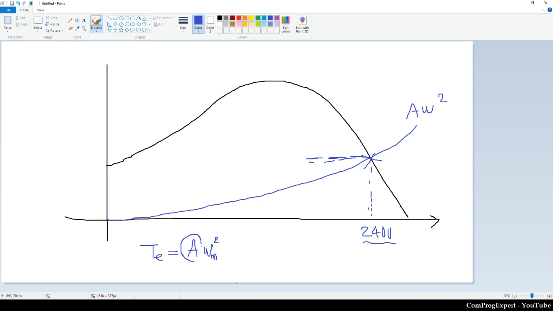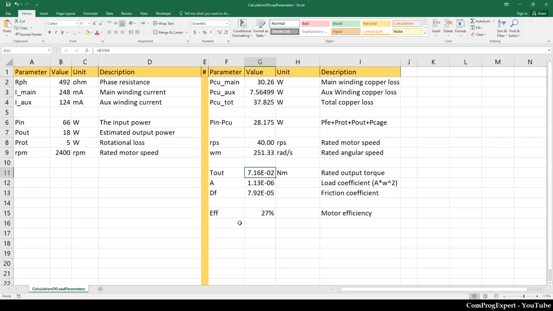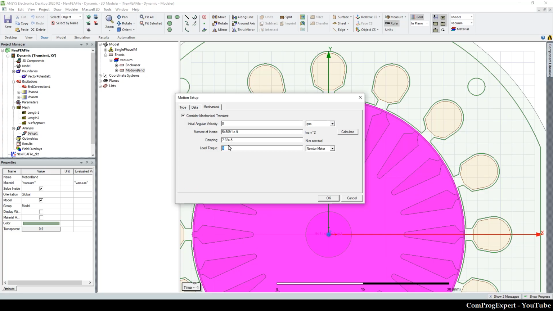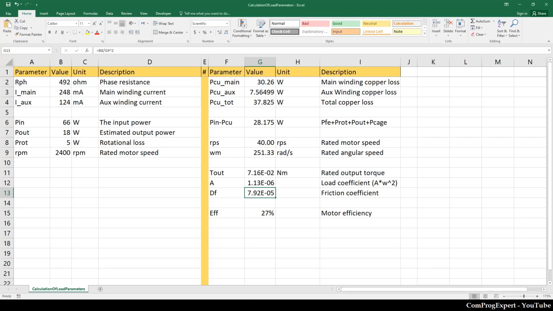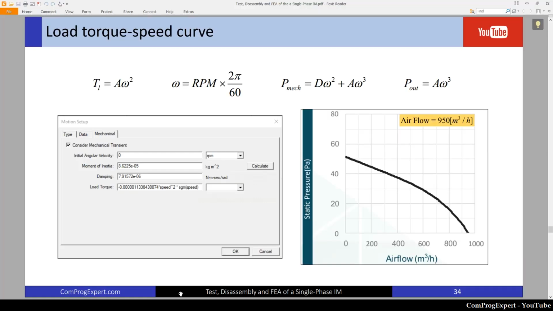Finally, I can calculate the value of A here, the load constant. I implemented this equation: rated torque divided by the rated speed squared. That is equal to 1.13 e minus 6. So I can write here 1.13 e minus 6.